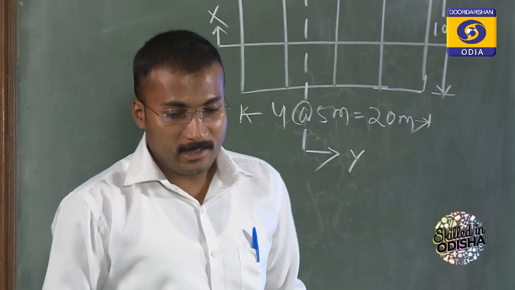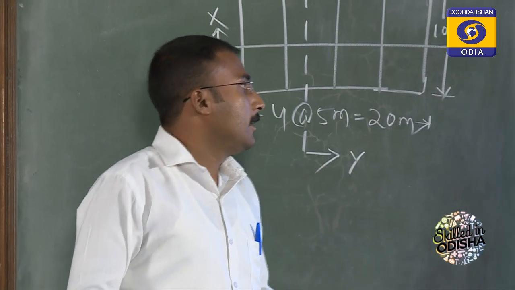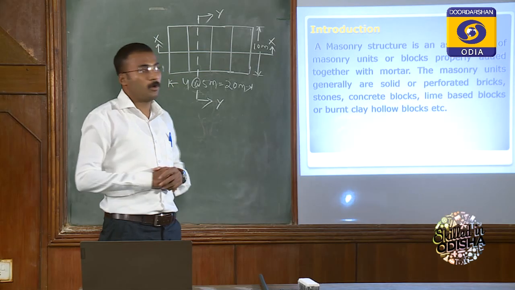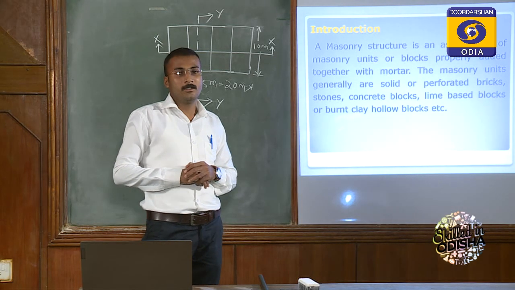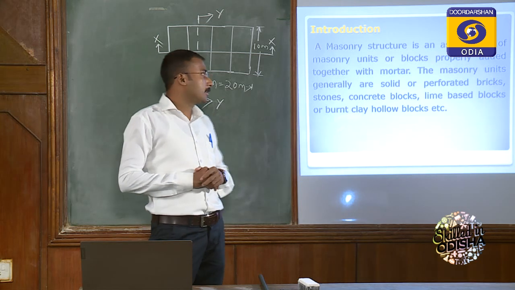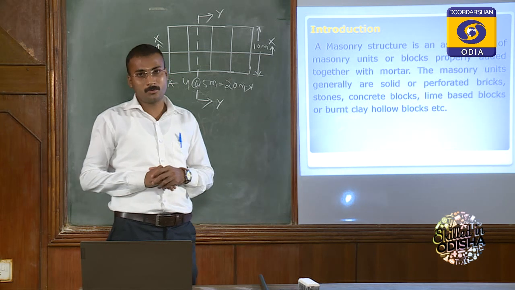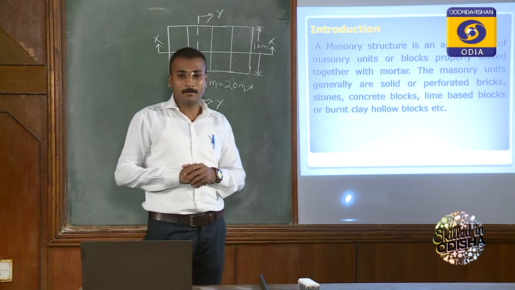So in this introduction, a masonry structure is an assemblage of masonry units or blocks properly added together with mortar. That means mortar is a governing element. The masonry units generally are solid or perforated bricks or stones, concrete blocks or lime based blocks or burnt clay hollow blocks which are completely hollow inside. So briefly we can say the masonry structure is an assemblage of masonry units or blocks which are properly added by means of mortar.